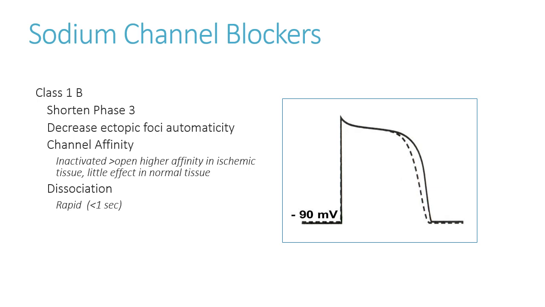The big difference here with the 1Bs is they actually work to shorten up phase 3, and this is because they have more of an affinity for the inactivated sodium channel. It's pretty rapid that it's going to dissociate off from that channel, but what's interesting is that this works better and has a higher affinity for ischemic tissue and has relatively little effect in normal heart tissue. So who might this be important in? Perhaps someone who's had some ischemia, like an MI, right?